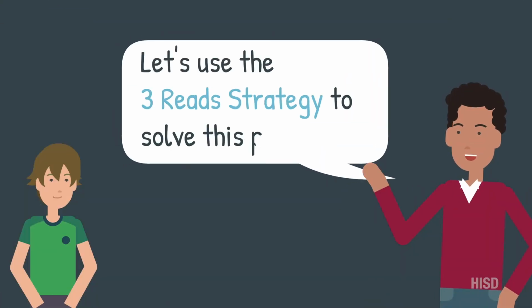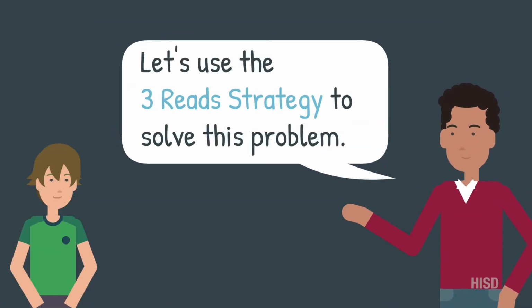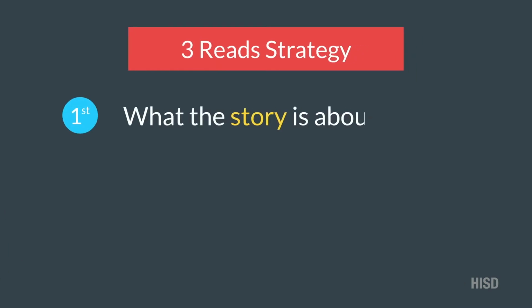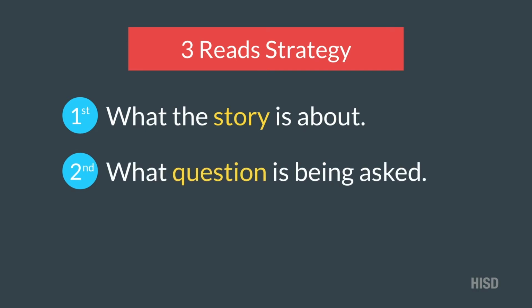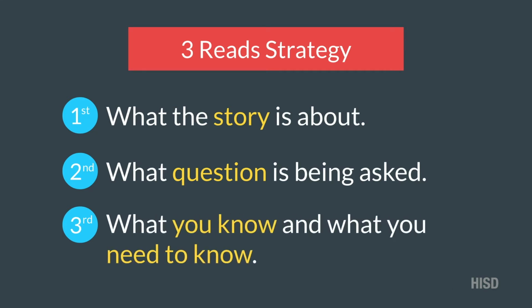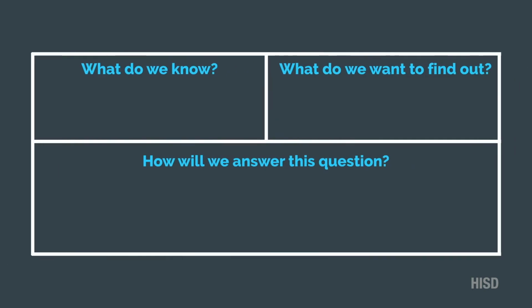Let's use the 3-read strategy to solve this problem. On the first read, focus on what the story is about. On the second read, focus on what question is being asked. On the third read, focus on what you know and what you need to know. We can use a chart to help us organize this information.